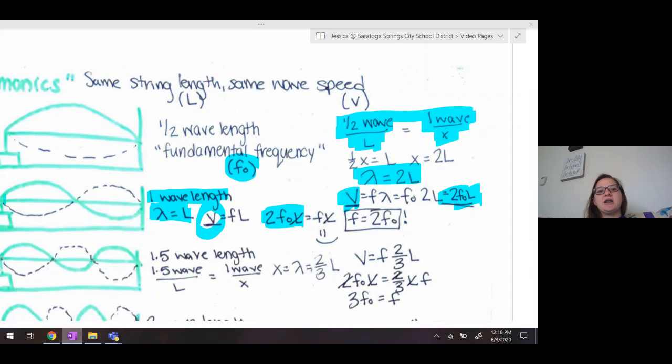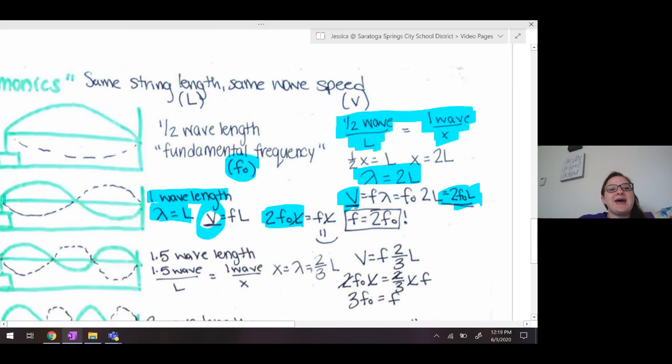Does the third harmonic give us 3 times? Well, the third harmonic would represent 1.5 waves. So you see, we're adding half of a wavelength every time. The reason we have to do that is because the ends of the wave have to be those pinch parts, essentially. They have to be those non-moving parts. So at the third harmonic, we have 1.5.